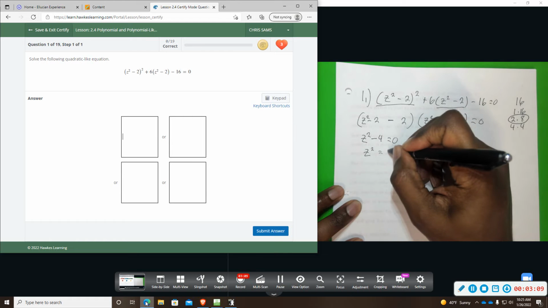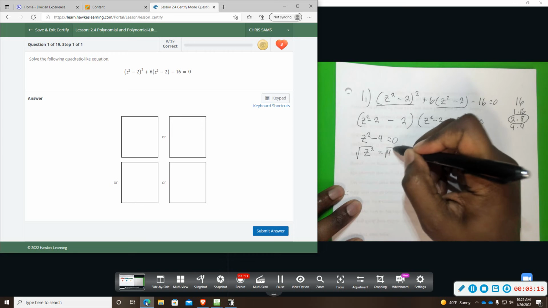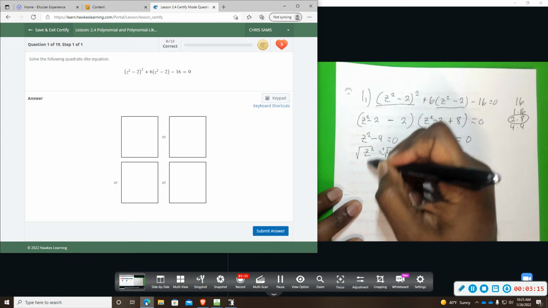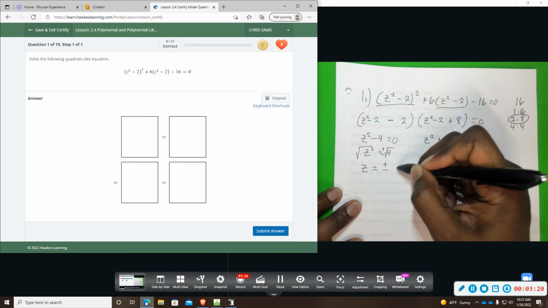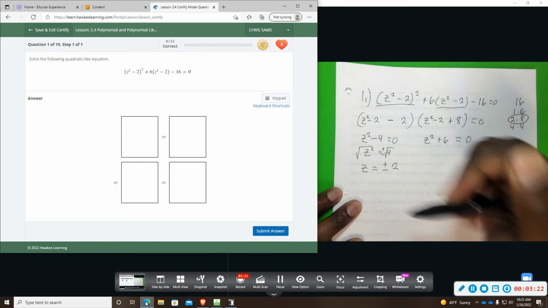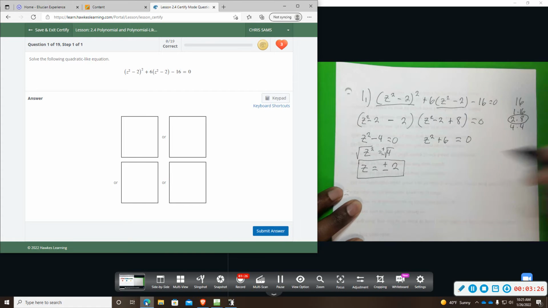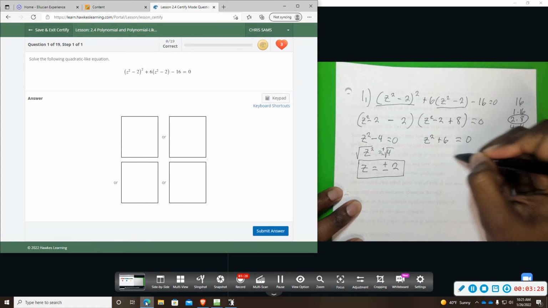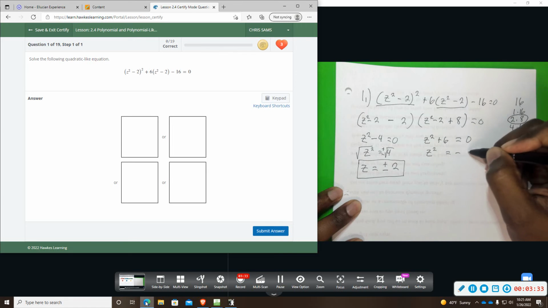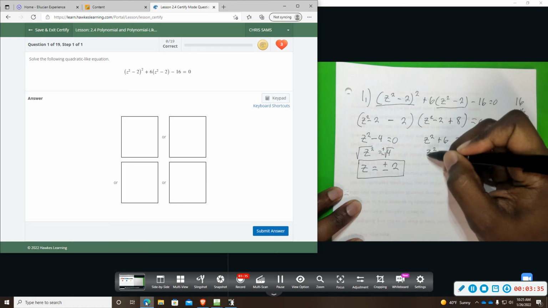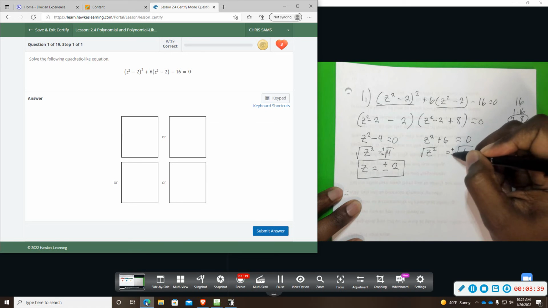z squared equals 4. And then I'm going to take the square root. When you take the square root of a number, you have to do plus or minus. So I get z equals positive or negative 2. So that's 2 different answers. Alright. And then with my other one, I'm going to subtract 6. So I get z squared equals negative 6. We take the square root, and when you do the square root of a number, you get positive or negative.